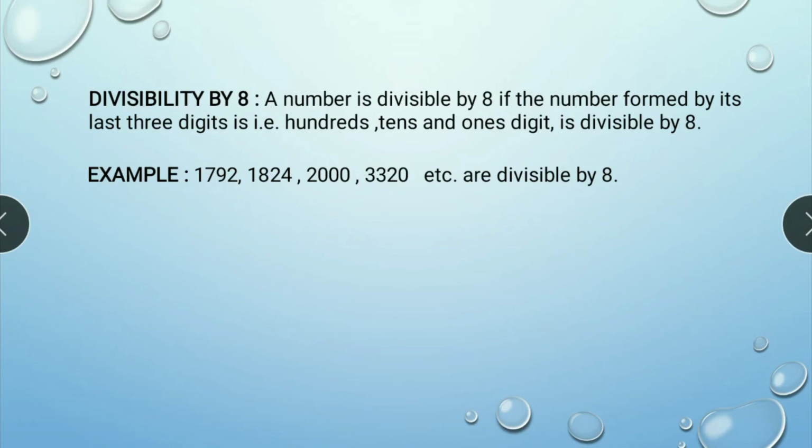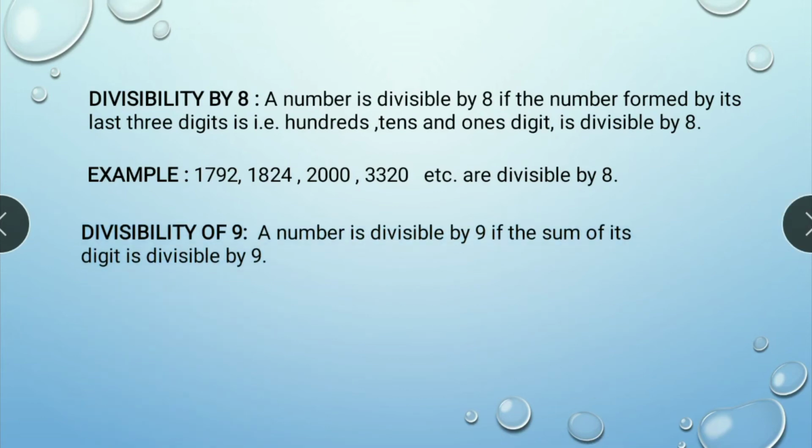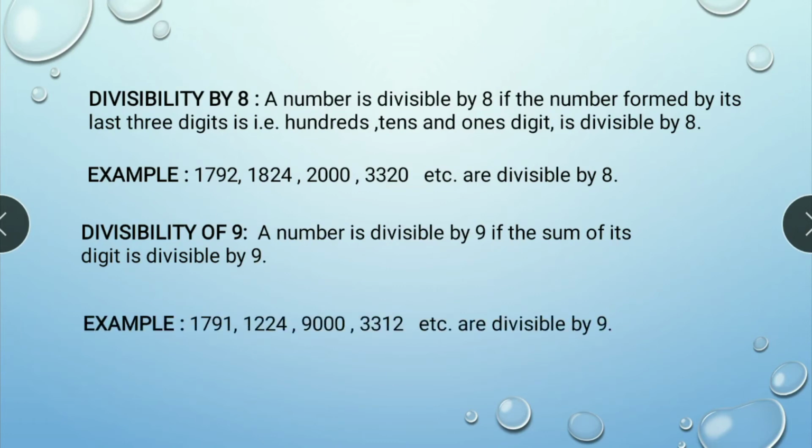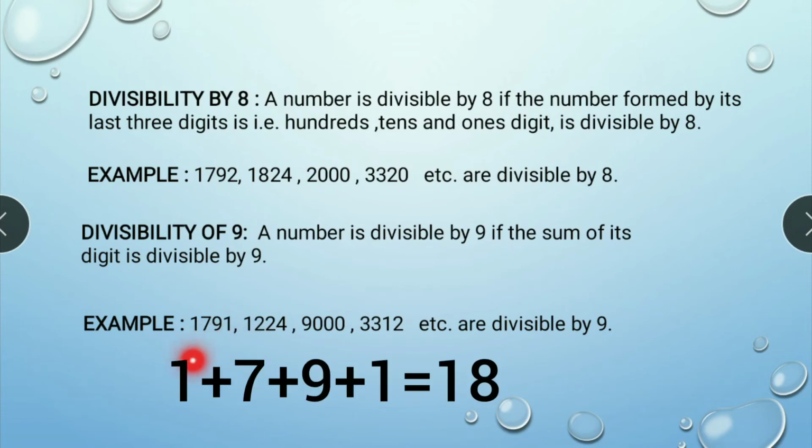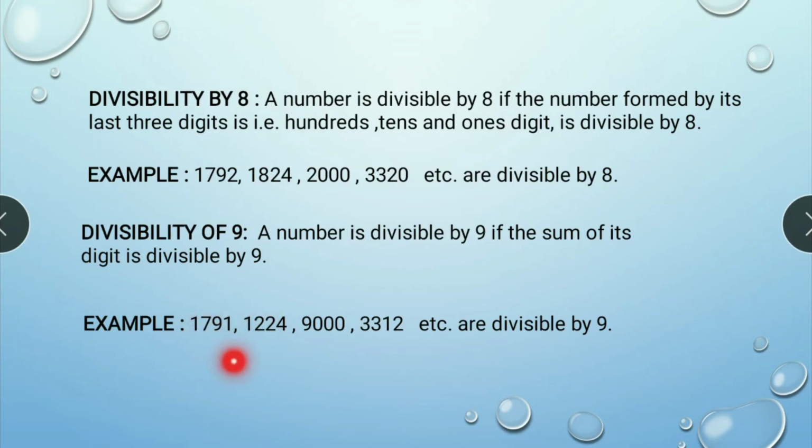Understood? Good. Now let's see the divisibility by 9. A number is divisible by 9 if sum of its digits is divisible by 9. Now see here, we have some of the numbers which are divisible by 9. See, 1791. We will find the sum of the digits. So 1 plus 7, that is 8. 8 plus 9, 17, and plus 1, that is 18. So the sum of this number 1791 is 18. 18 is divisible by 9. Hence this number is divisible by 9.